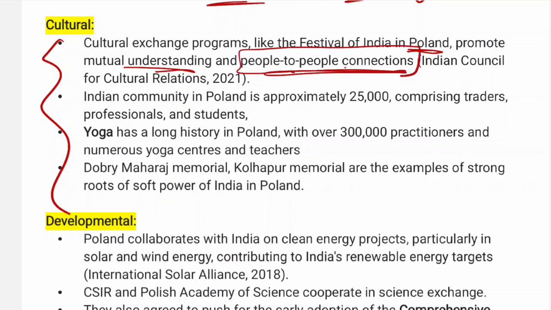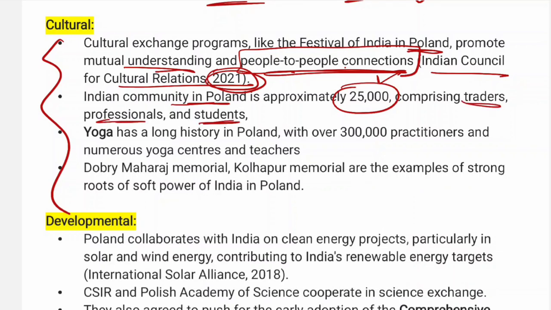To facilitate this people-to-people connection and cultural exchange, India established the Indian Council for Cultural Relations in 2021. The next important point is the Indian community in Poland, a diaspora of around 25,000 strong, which involves traders, professionals and students.